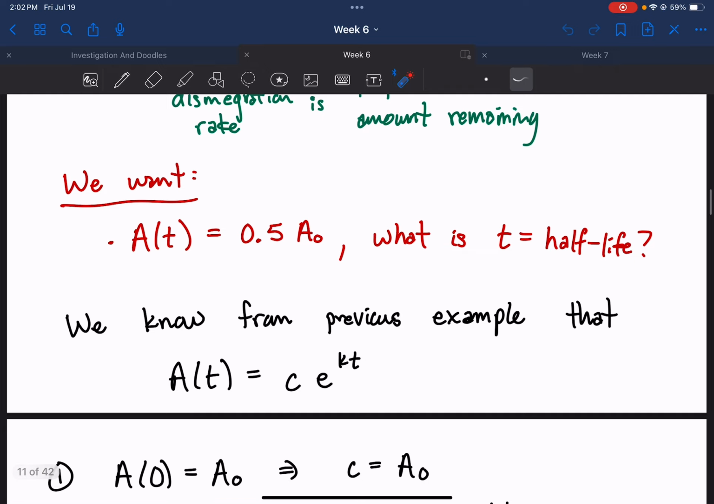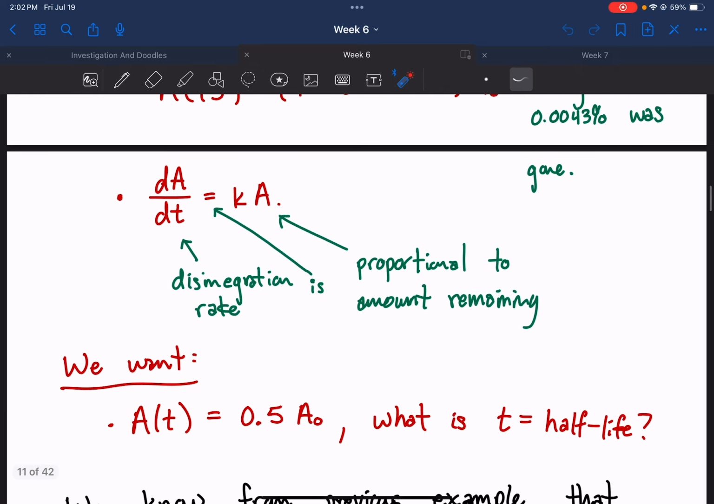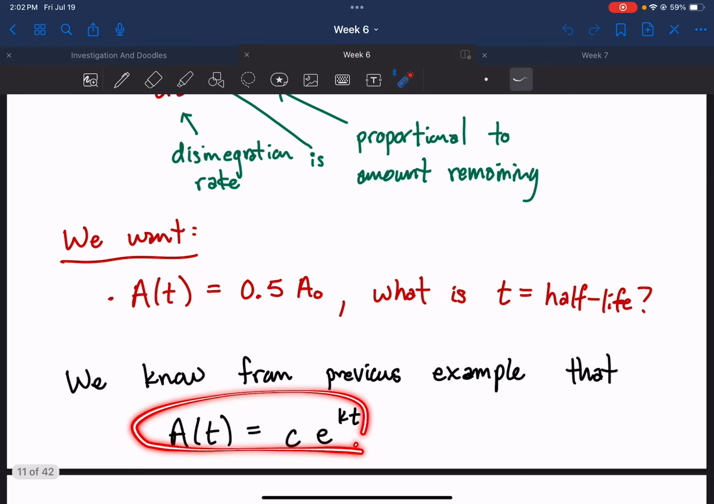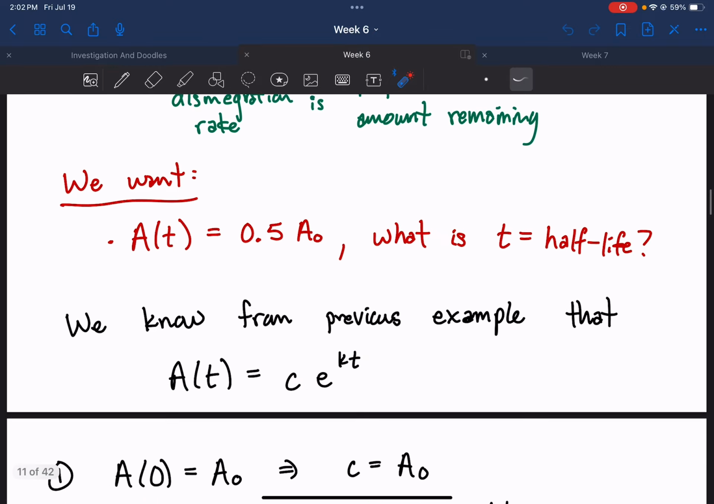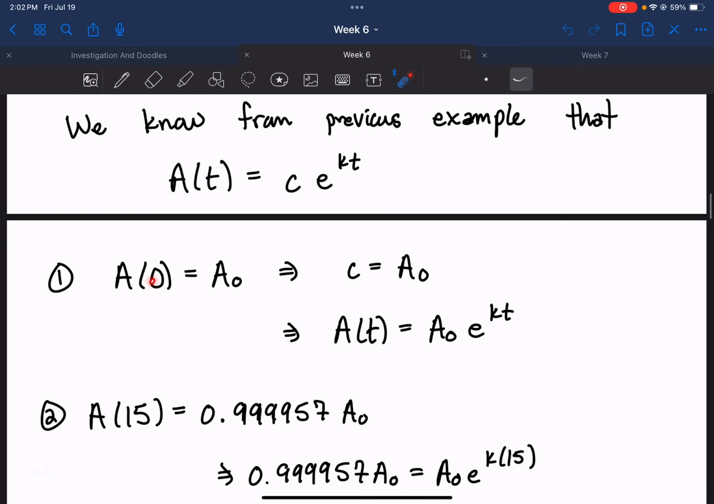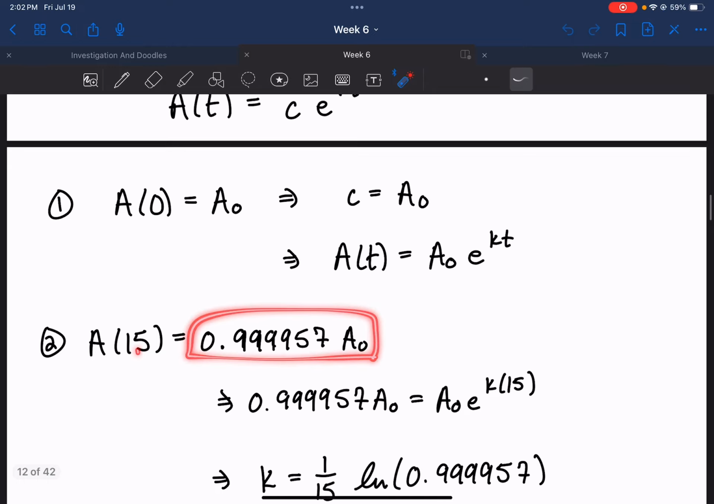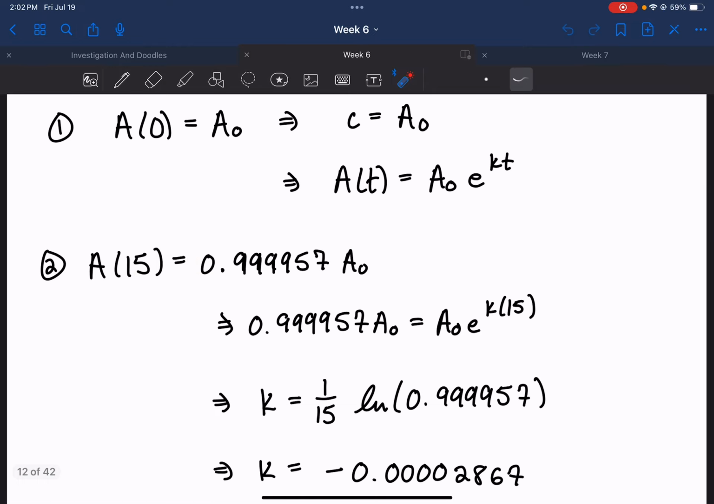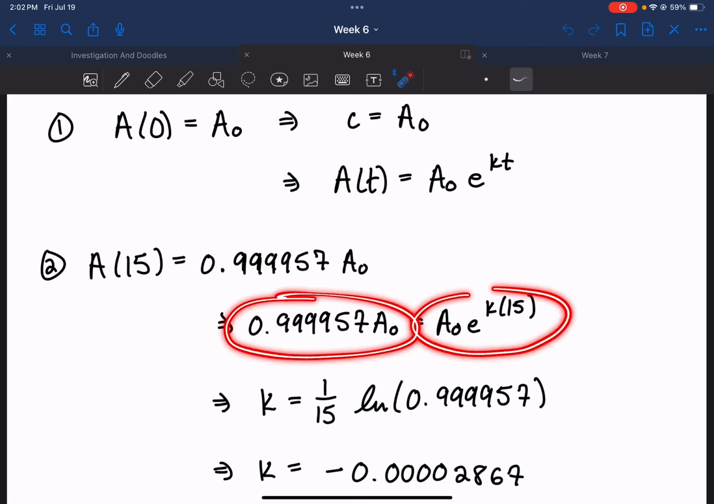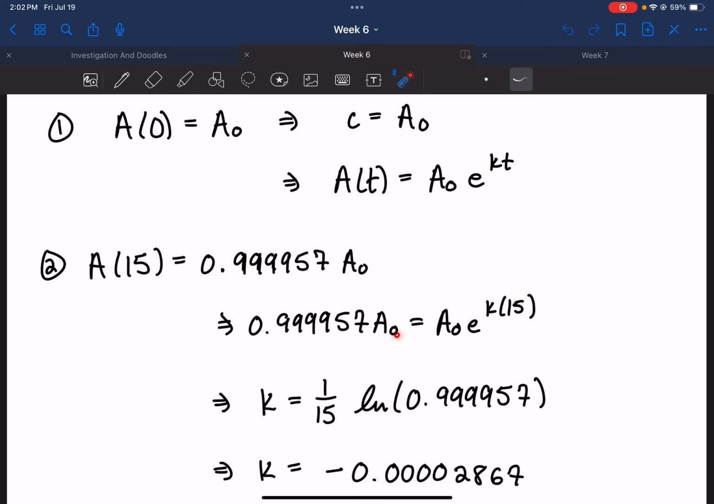We know from the previous example that all the solutions will look like this, because once you solve one of these equations, you've solved them all, because you just replaced the letter A with a different letter. So you know that A of t is going to be C times e to the kt every time. Well, we know that A of 0 is A naught, which means C is A naught. And we know that A of 15 is this amount, which means this amount equals A naught times e to the 15k. Again, cancel the A naughts, take the natural log of both sides. The e's cancel, divide by 15.